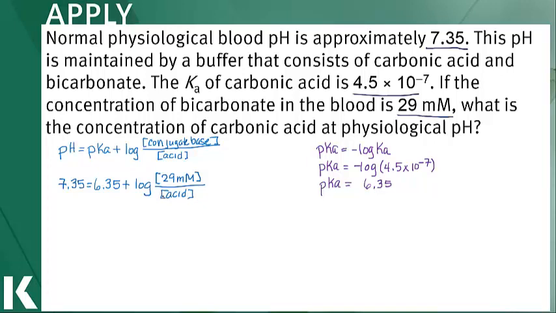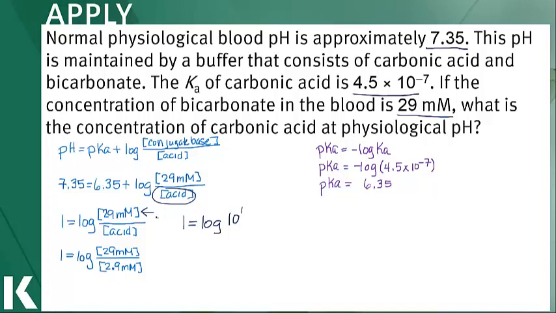I'm going to subtract 6.35 from each side of the equation to get 1 is equal to the log of 29 millimolar divided by the acid. To get 1, I know that I am taking the log of 10 to the positive 1. What this means is the concentration of my conjugate base in the numerator is 10 times the concentration of my weak acid. This means to get a log of 10 to the positive 1, I'm going to have 1 is equal to the log of the concentration of 29 millimolar divided by 2.9 millimolar. This tells me that the concentration of my carbonic acid is 2.9 millimolar.